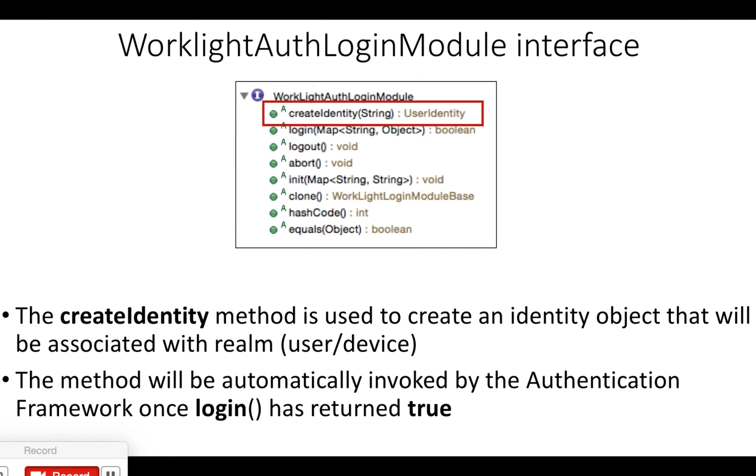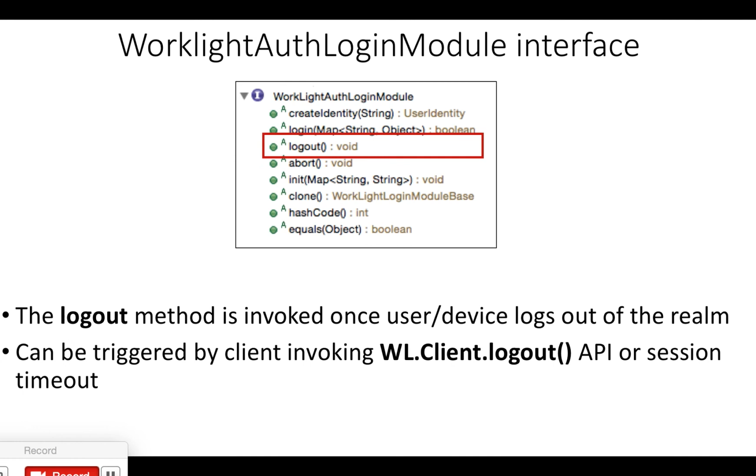The create identity method is used to create an identity object that will be associated with that realm. In case you're authenticating users, you create a user identity. In case you're authenticating a device, you create a device identity. But basically, identity is kind of like a dictionary object that has several properties, and we will see it once we get to the code. This method will be automatically invoked by the authentication framework once the login method has returned true. Once this occurs, create identity will be triggered automatically, and it needs to return a user identity object instance.